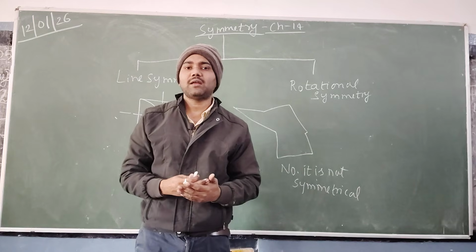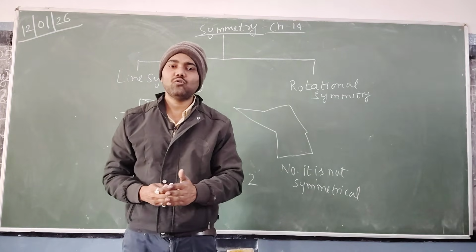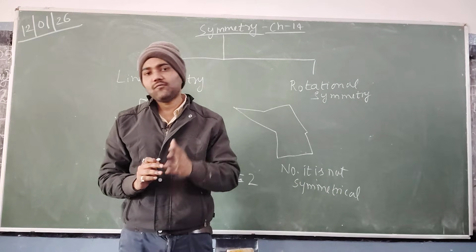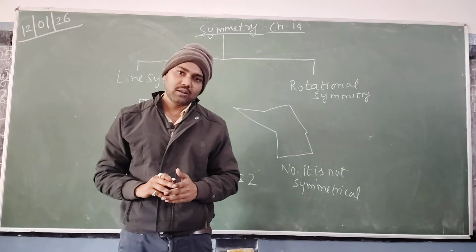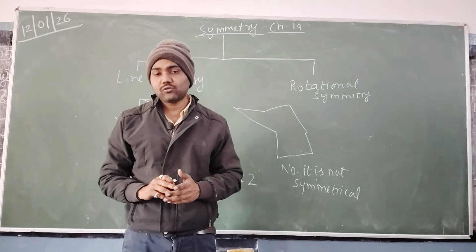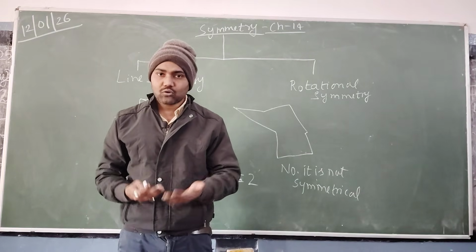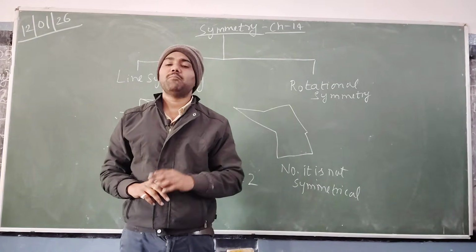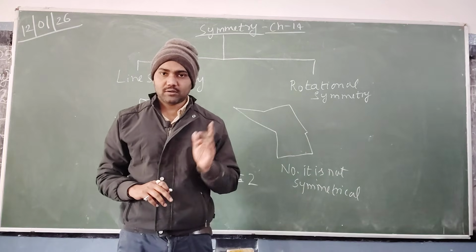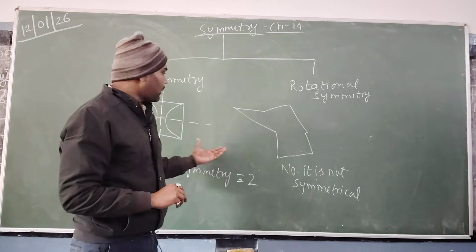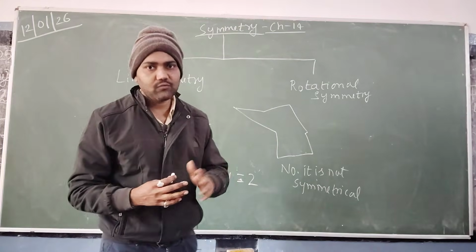Understood? So what we have to do is closely observe the figure, and then make the line of symmetry. We have to check whether it has one line of symmetry or more than that. If there is more than one line of symmetry, we have to make every line of symmetry and represent it in the figure. Okay, so this is line of symmetry. Only this much we have to discuss.